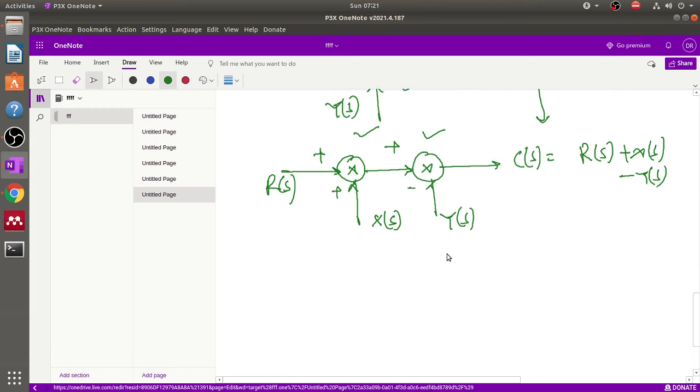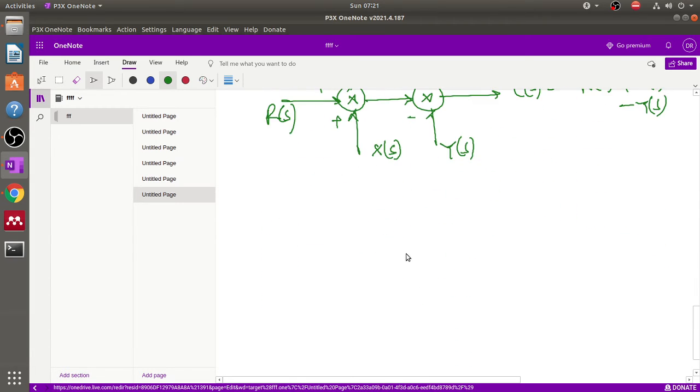Okay, now next, number 6, is very important, shifting of a takeoff point. What is that?